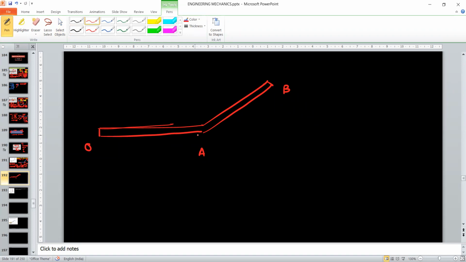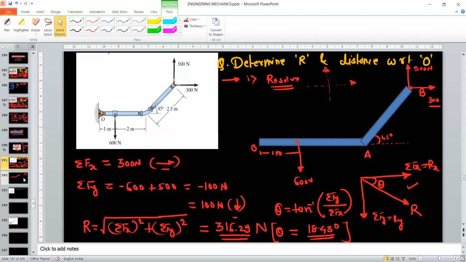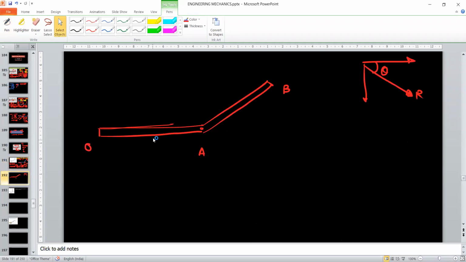So this is the original system. This is the pipe element OAB. Now on this pipe element, we should locate the resultant. That means we have to find out the distance of the resultant. We just know the resultant lies in the 4th quadrant, and we know this direction theta. But we don't know where the resultant acts. So I think we should find out the resultant with respect to point O. So I will just assume the resultant like this.